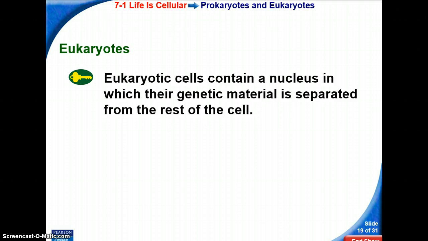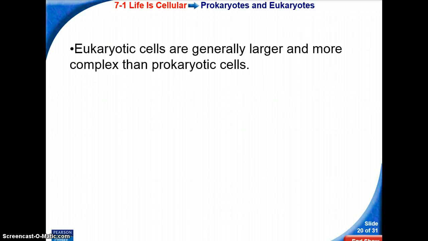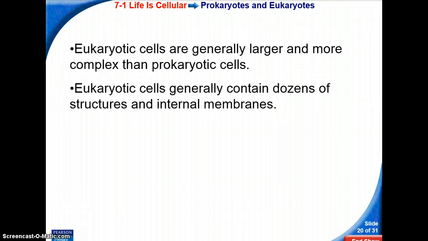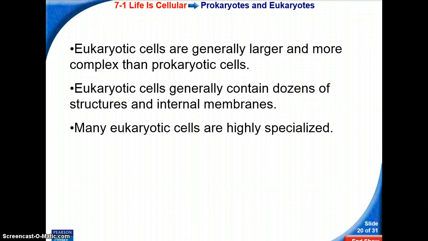Then eukaryotes. Remember, this is one that has a nucleus in which the genetic material is separated from the rest of their cell. And eukaryotic cells are generally larger and more complex than prokaryotic cells. They generally contain dozens of structures and internal membranes, so lots of different little organelles that get to float around in there. Many eukaryotic cells are highly specialized. That means they serve a specific purpose for that cell. It is not just an animal cell or just a plant cell, but it has an actual specific purpose throughout that organism.